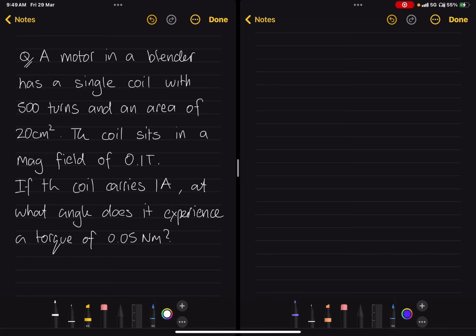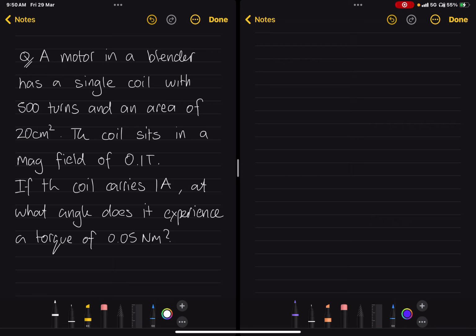Okay, so here we're told a motor in a blender has a single coil with 500 turns and an area of 20 square centimeters. The coil sits in a magnetic field of 0.1 teslas. If the coil carries 1 amp, at what angle does it experience a torque of 0.05 Newton meters?